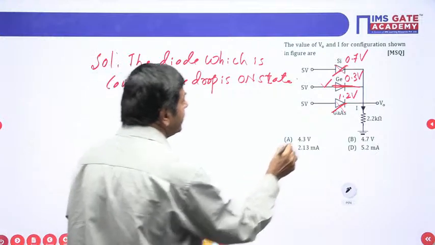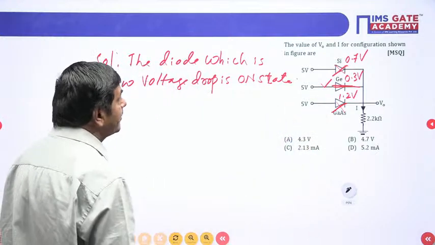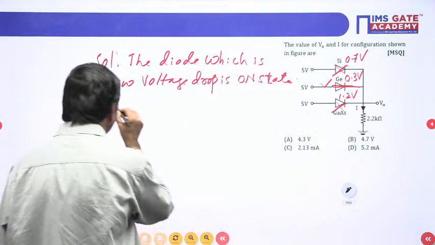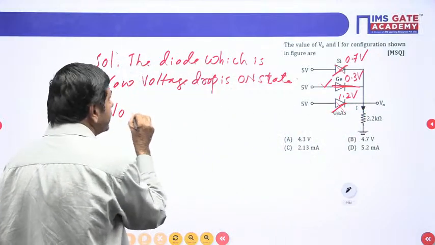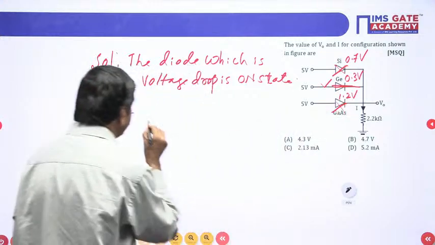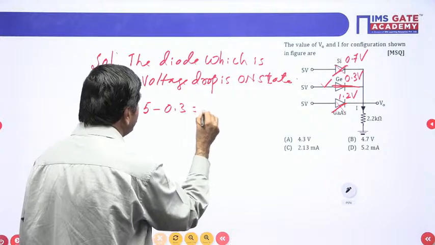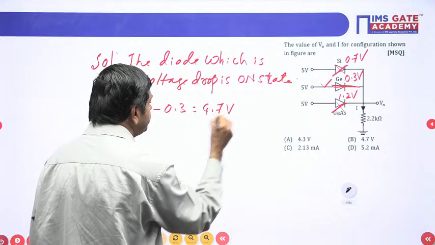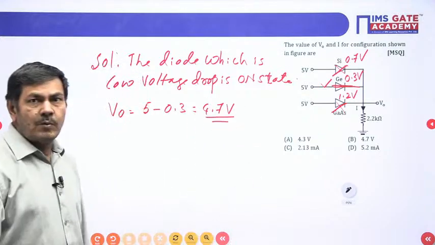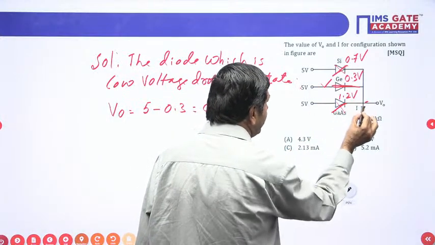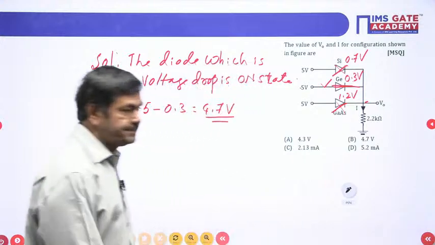Which quantity is the problem asking? Find V0 is asking. V0 is nothing but 5 minus 0.3, that is 4.7 voltage. What voltage can I get at this particular point? 5 minus 0.3, 4.7 volt is V naught.